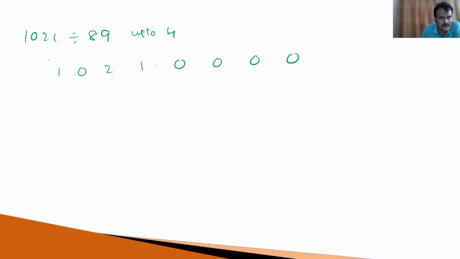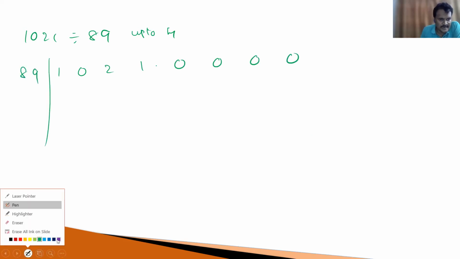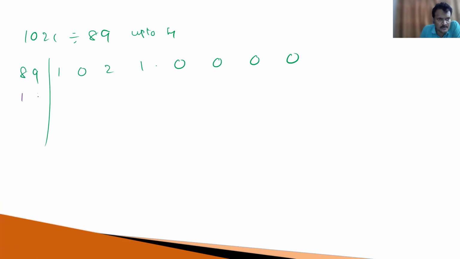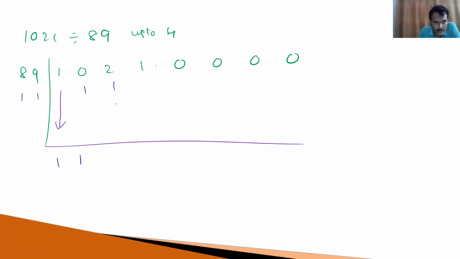Let us take 1021 divided by 89, up to 4 significant figures. Now 1, 0, 2, 1.0000, and the divisor is 89. And what is the complement? That is 11. What is the first step? Straight away write down 1 as it is. 1 into 1 is 1, 1 into 1 is 1. 0 plus 1 is equal to 1. 1 into 1 is 1, 1 into 1 is 1. Once you reach the decimal, just put a decimal here.